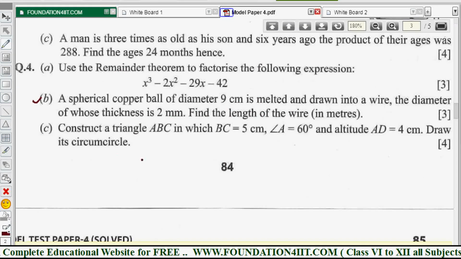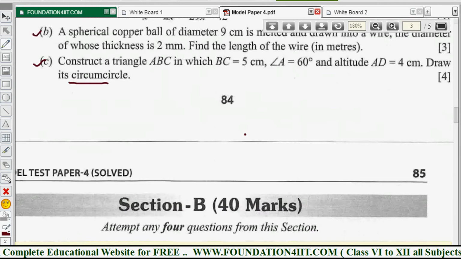And next one, construct a triangle ABC in which BC is 5 centimeters, angle A is 60 degrees, altitude AD is 4 centimeters, and draw its circumcircle. So for this construction, you can see the geometrical construction videos from the same channel. Just type by Newton from the same channel, circumcircle and construction of triangle. So you'll get the videos. You can see directly from that, so I'm not explaining that. These construction videos are available in the same channel. Okay. Then let us see the next question.